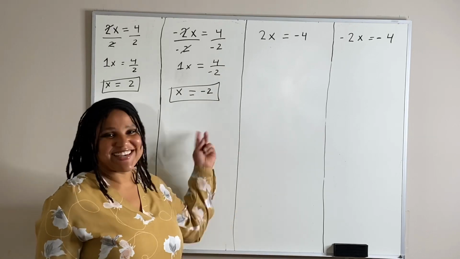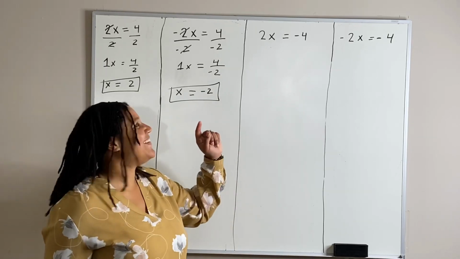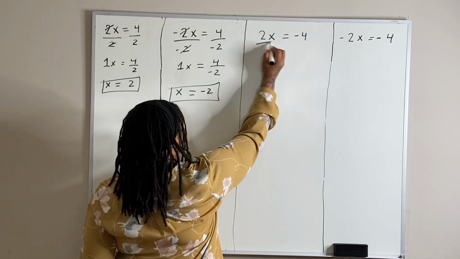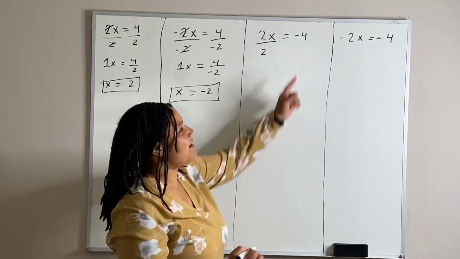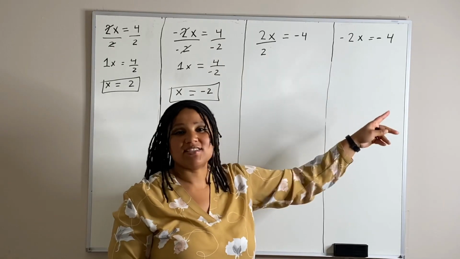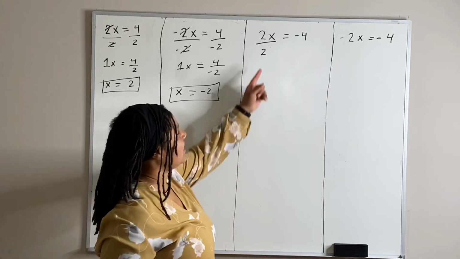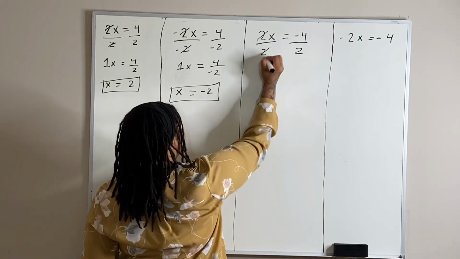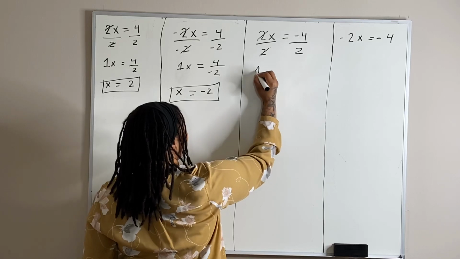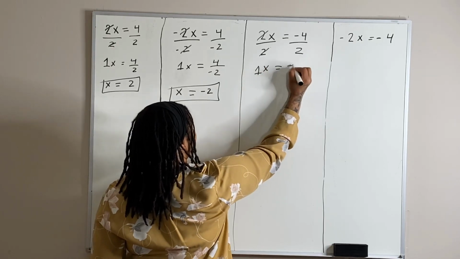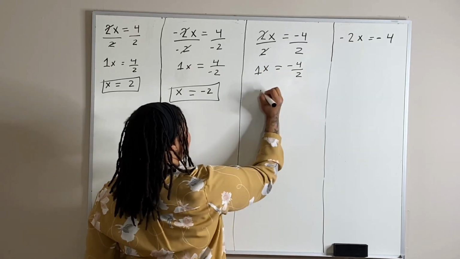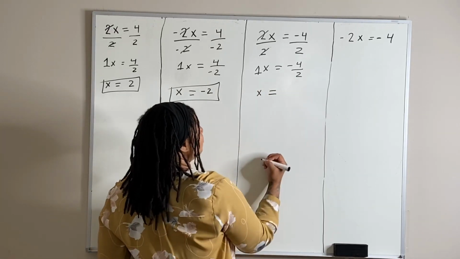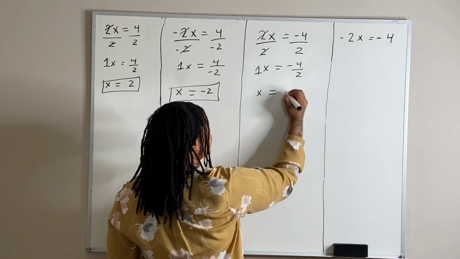Let's go to the third example. So how about 2x is equal to negative 4? So this time we have a negative sign on the right side of the equation, right? So again, I'm going to divide both sides by a positive 2, and the 2's cancel. We're left with a 1x, and we have negative 4 over 2. 1x is just x, and negative 4 divided by a positive 2 is a negative 2.